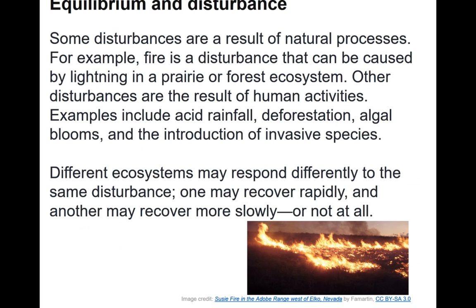Some disturbances are the results of natural processes. For example, fire is a disturbance that can be caused by lightning in a prairie or forest ecosystem. Other disturbances are the results of human activities. Examples include acid rainfall, deforestation, algal blooms, and the introduction of invasive species. Different ecosystems may respond differently to the same disturbances. One may recover rapidly, another may recover more slowly, or not at all.